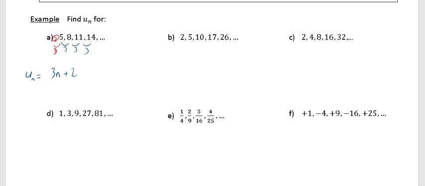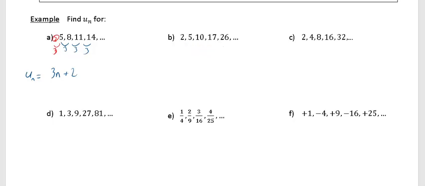Okay, the next one, let's have a look first of all and see if there's a common difference. It goes up in 3s, then it goes up in 5s, then it goes up in 7s, and then it goes up in 9s. So it is not going to be a linear sequence, so unfortunately we can't do the method I've just done in part A. Okay, I'll get rid of that, that's not going to work for us.